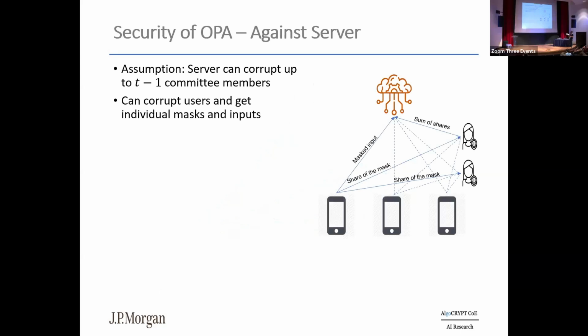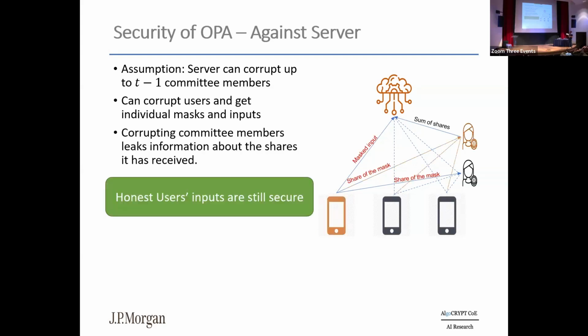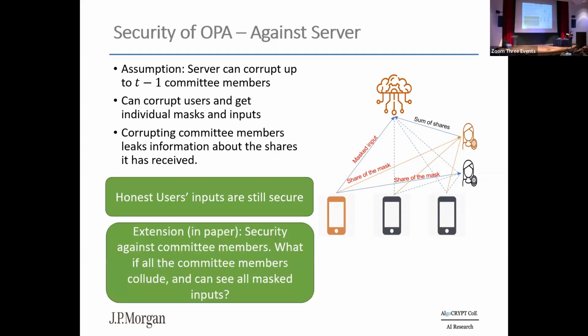And the security assumption is that the server can collude with the clients, can corrupt the clients, can corrupt committee members. And you still want the honest users' inputs to be secure. And we also have a stronger security model. What if the server is okay, but all the committee members are colluding with each other? This is something that previous work hadn't considered. But the beauty is that the small fix it takes actually fixes this problem: what if all of the committee members collude?